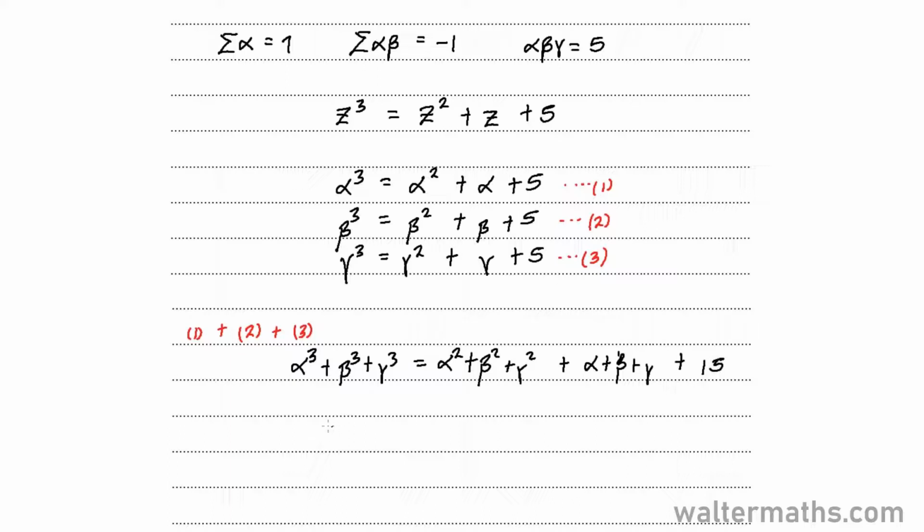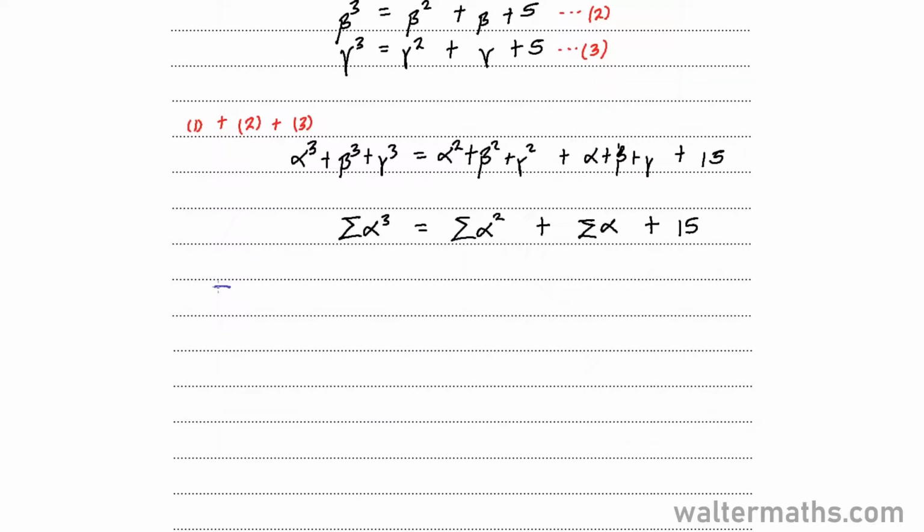So we can come out with the recurrence relation here, which is for alpha cubed plus beta cubed plus gamma cubed, we can write that as the summation of roots of the form alpha cubed, and it's equal to, for alpha squared plus beta squared plus gamma squared, the summation of roots of the form alpha squared, plus alpha plus beta plus gamma, which is the sum of roots, plus 15. So this is the relationship that can help us to find alpha cubed plus beta cubed plus gamma cubed.